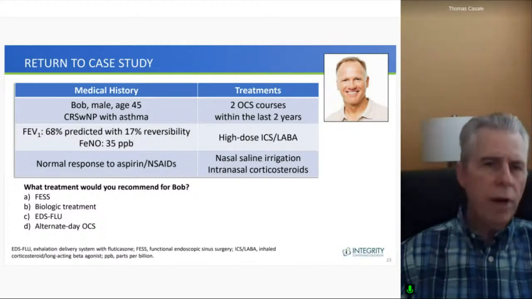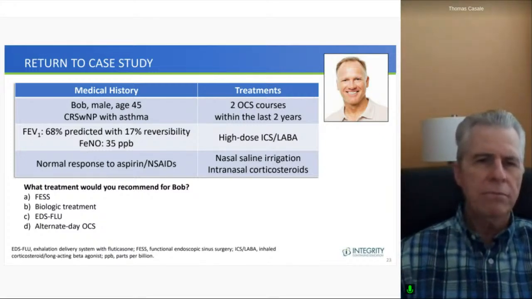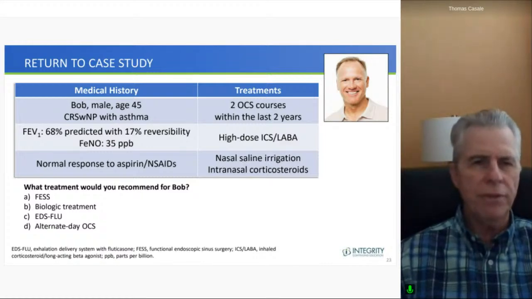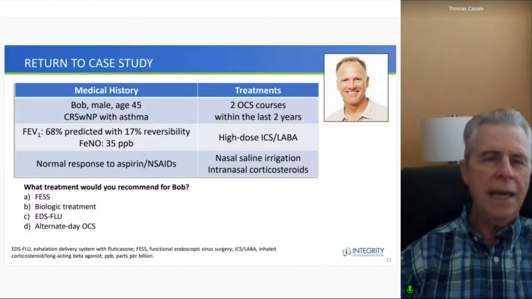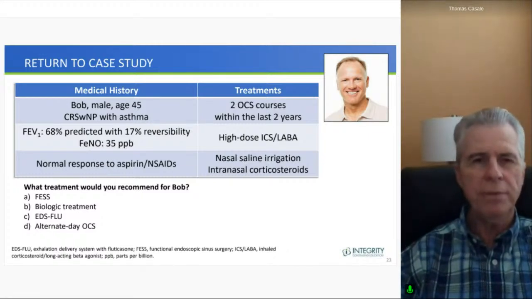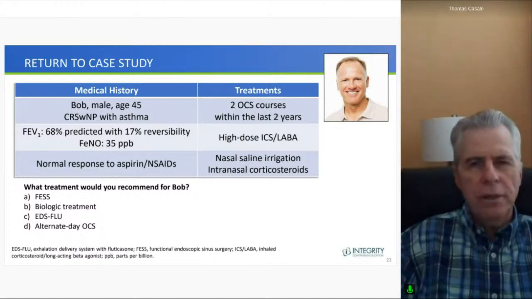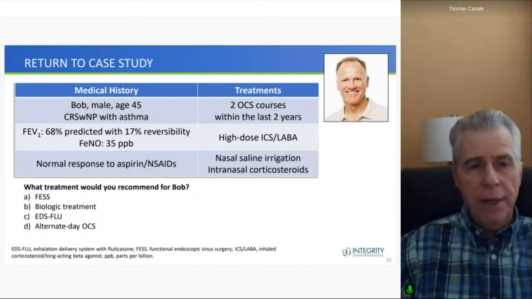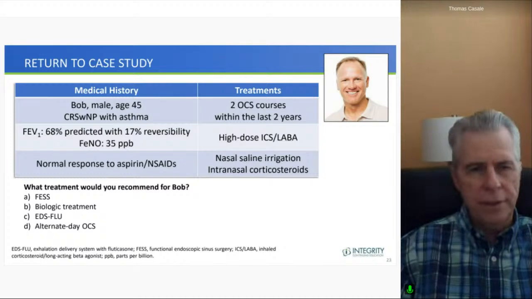So this patient has an elevated FeNO and he's got a lot of reversibility. So you could question whether or not he is really taking his high-dose inhaled corticosteroids and LABA. If he was, maybe he wouldn't be as reversible. Maybe his FeNO wouldn't be as high. But we see this in adherent patients as well as patients that are non-adherent. It's just a red flag to make sure that you check on medical adherence. So the question is, what do you do next?